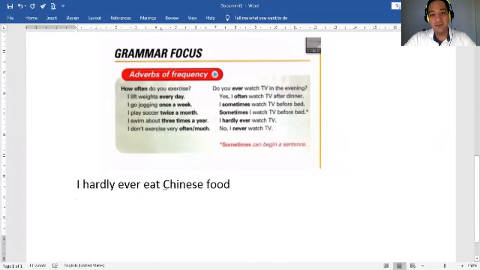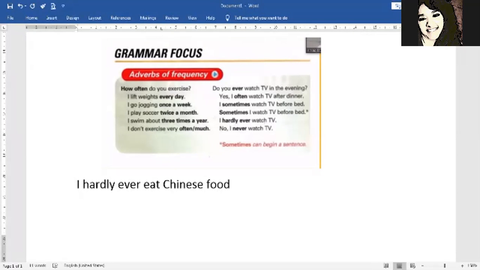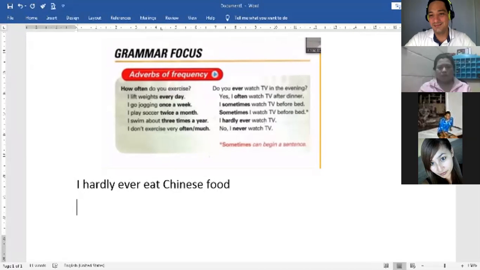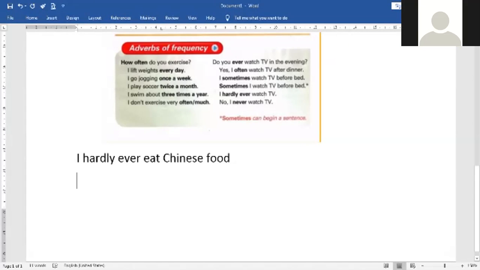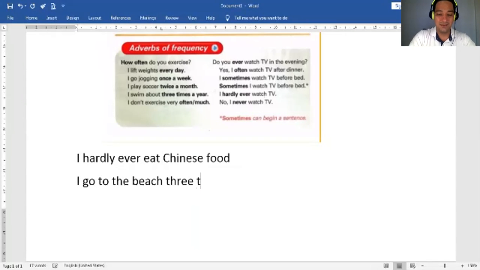Okay, let's talk about someone else. Let's see, Emperatriz, can you select somebody else? Okay, let me check the classmate. Felipe Linares. Felipe, thank you. Hi. Other frequency adverbs: 3 times a year. So I swim about 3 times a year. Can you make your own sentence, Felipe? I go to the beach 3 times a year. Excellent, very good.